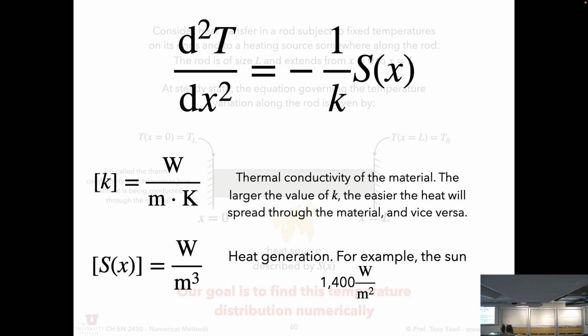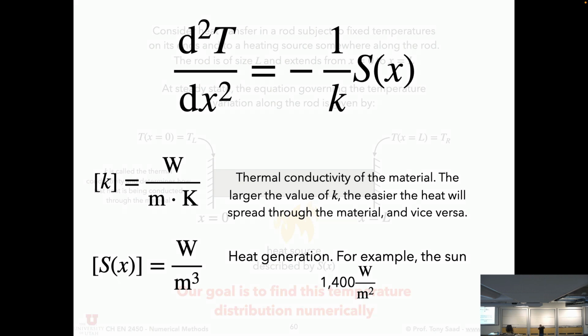k has units or dimensions of energy over length times temperature, watt per meter Kelvin. Very simply, the thermal conductivity is the ability of a material to conduct heat. So you can tell if you put a wood spatula in boiling water or a metal spatula in boiling water, which one is going to be hotter faster when you hold it? The metal one, right? Why? Because it has a higher thermal conductivity. It has less resistance to heat compared to wood, right?